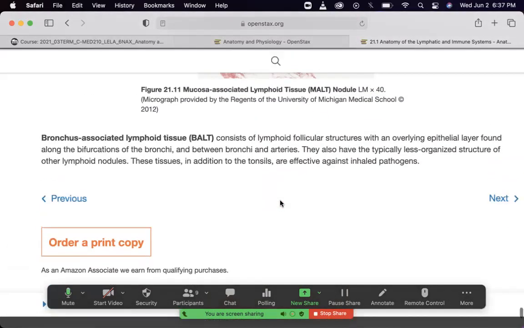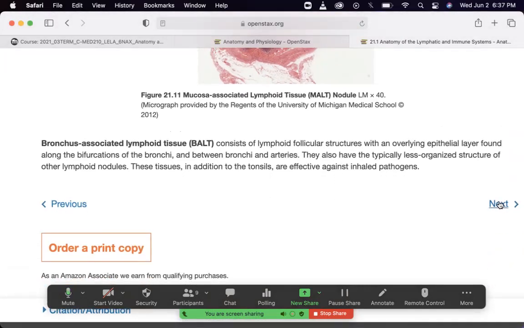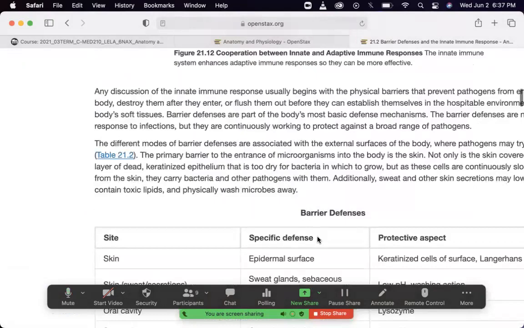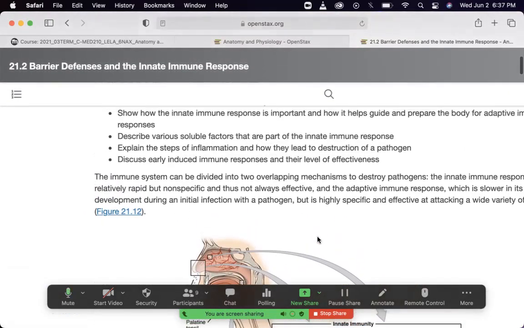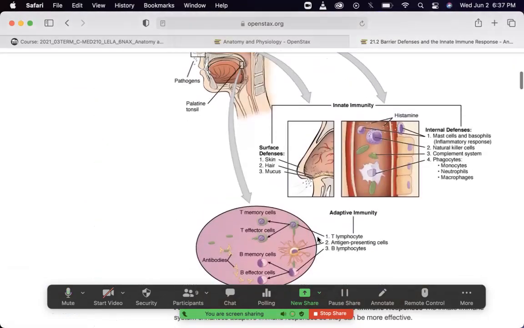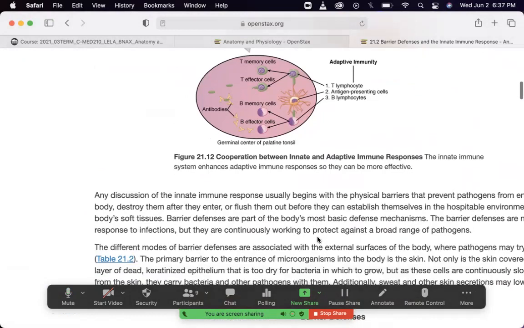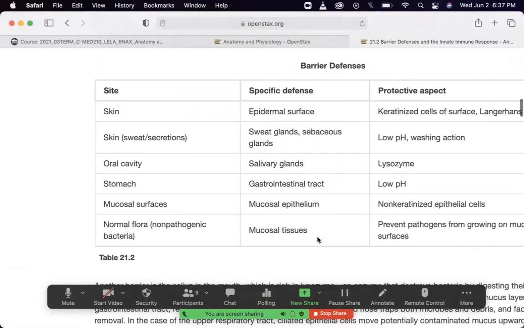Now, you also have BALT, which is, of course, bronchus-associated. And you also have GALT, G-A-L-T, which is gut-associated, or your lower intestine. So where are we? Okay, barrier defenses, we're here. Okay, B cells, T cells. And the barrier we already talked about last week, skin, sweat.